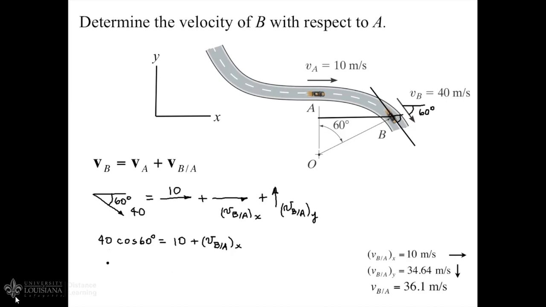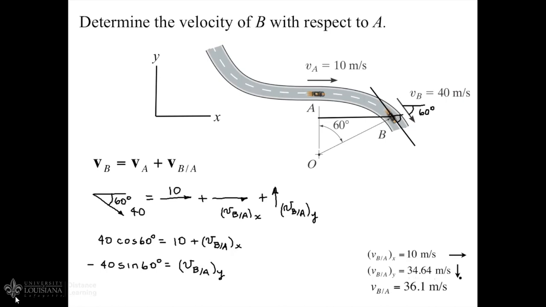Now we'll sum in the y direction. There we have minus 40 times the sine of 60 degrees. That component goes downward, of course. That must equal nothing from here, nothing from here, and therefore we just simply have on this side V of B with respect to A in the y direction. When you do the calculation, you get your result. It turns out to be minus 34.64, so it goes downward.